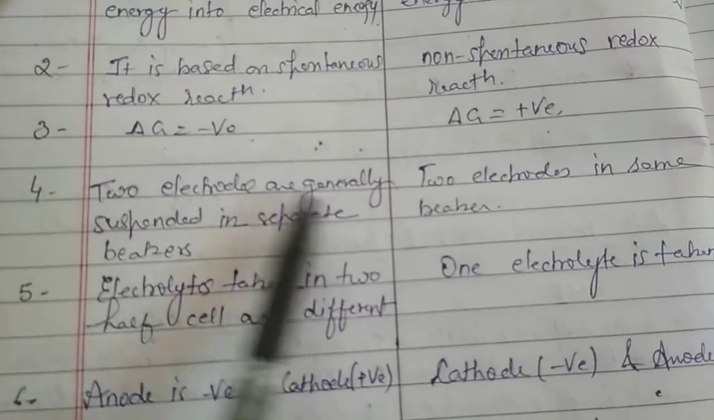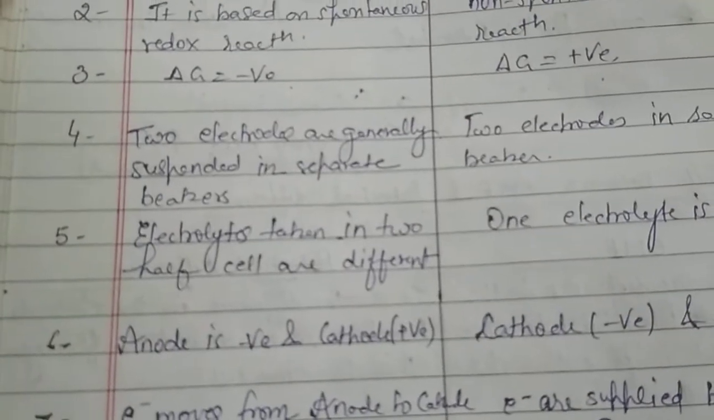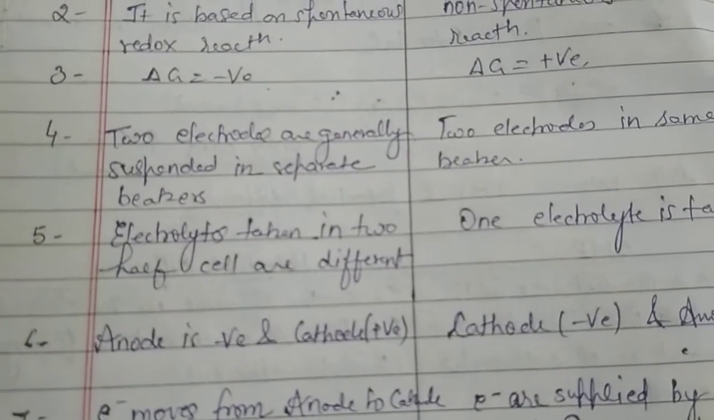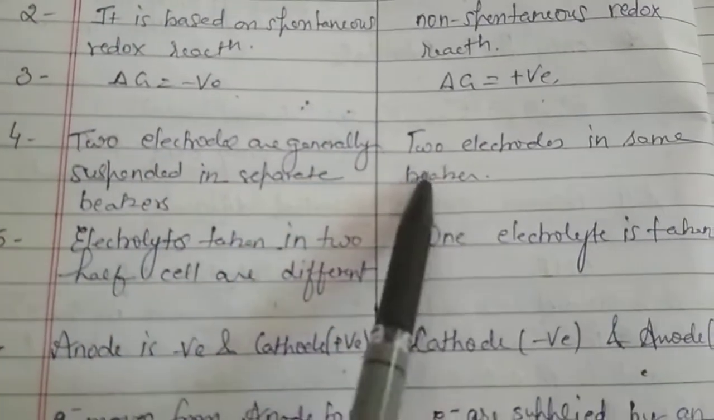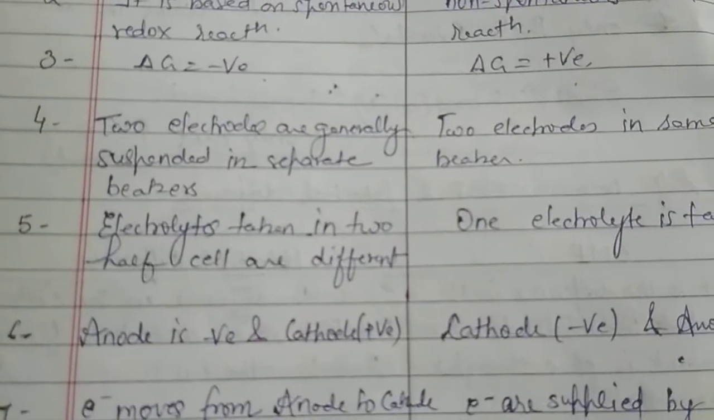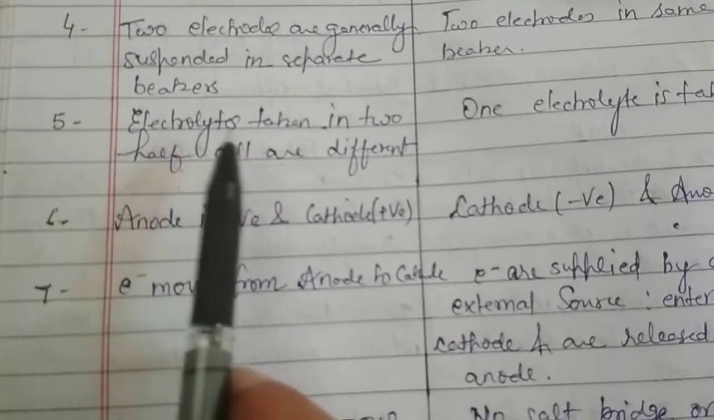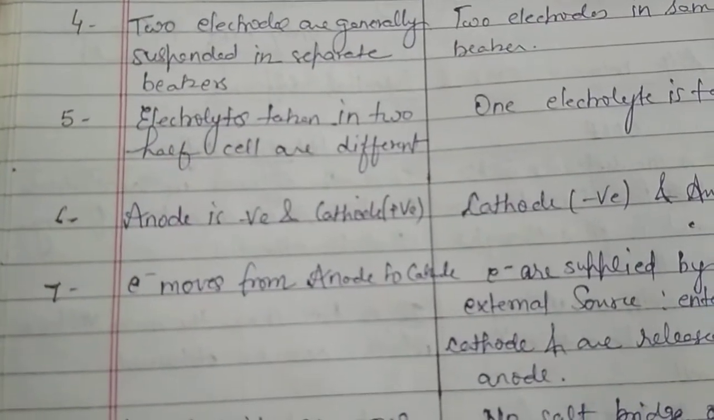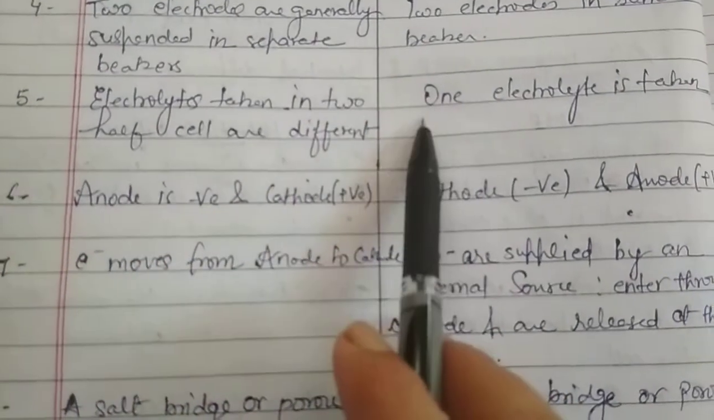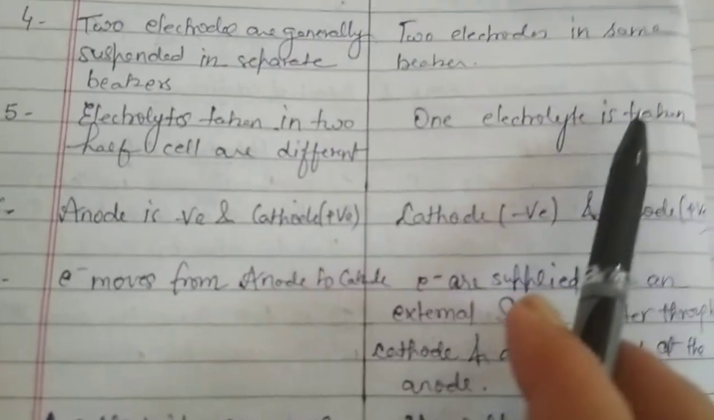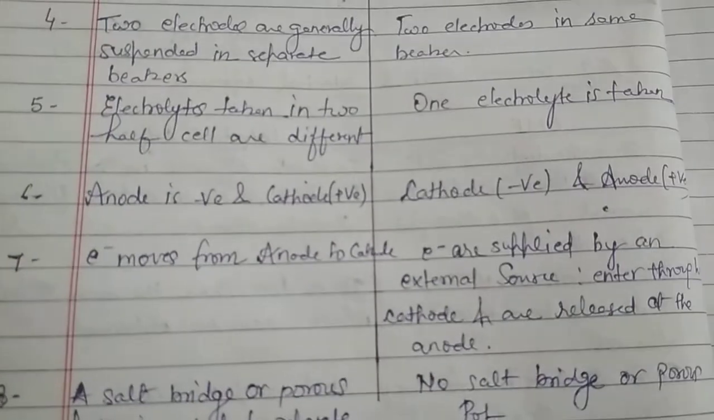In a galvanic cell, two electrodes are generally suspended in separate beakers. As I have told you in the case of the Daniell cell, we take two pots, in one a copper electrode and in the other a zinc electrode, while in the electrolytic cell both electrodes are in the same beaker. The next point is, electrolytes taken in the two half cells are different. It means in one half cell we take zinc sulfate electrolyte and in the other, copper sulfate electrolyte, while in this case the electrolyte taken is the same. One electrolyte we take, as in the example of copper sulfate solution here.